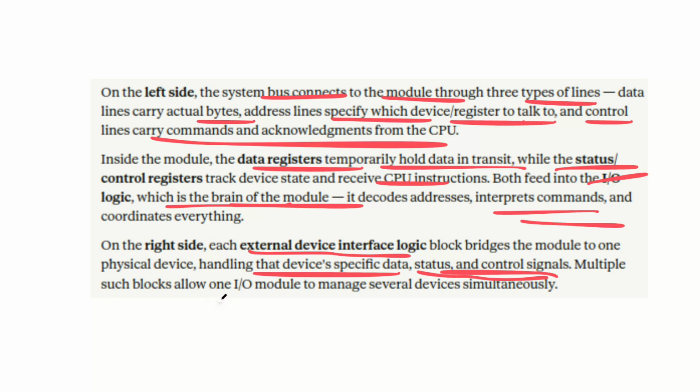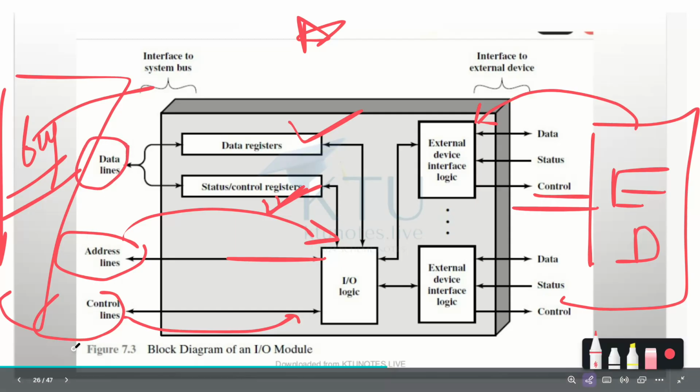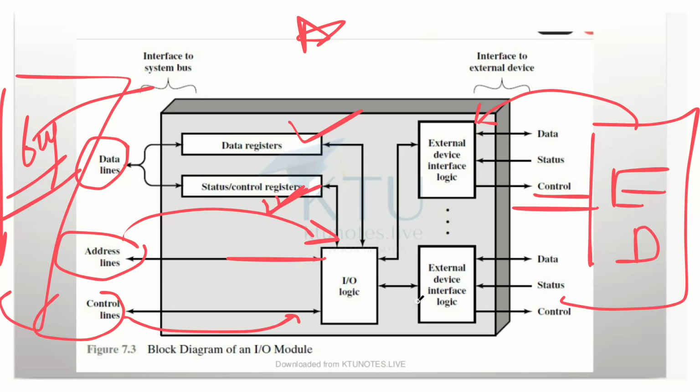Here we have the interface to the system bus and the interface to external devices. Then we have the data register, and the status or control registers. We have data lines, address lines and control lines, and this is the IO logic. The external device interface logic coordinates the interaction with the external device. So there is the interface to the system bus and the interface to the external bus. This is the basic structure of our IO module. Thank you.